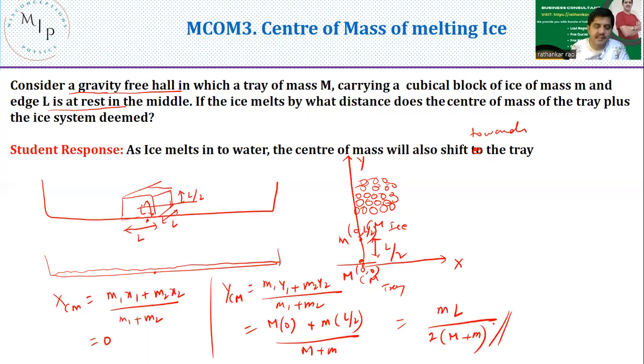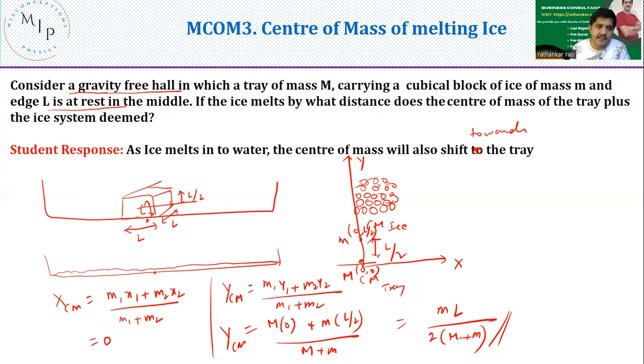So thus, you see, we have got an answer for the center of mass of the whole system. Did you understand what we are doing? See, we took one system here, we took another system over here, and as a result of it, we found out. See, this is applicable only in case of a gravity-free hall.